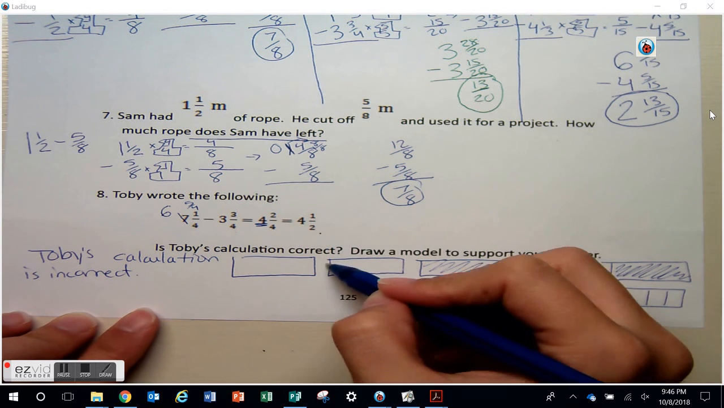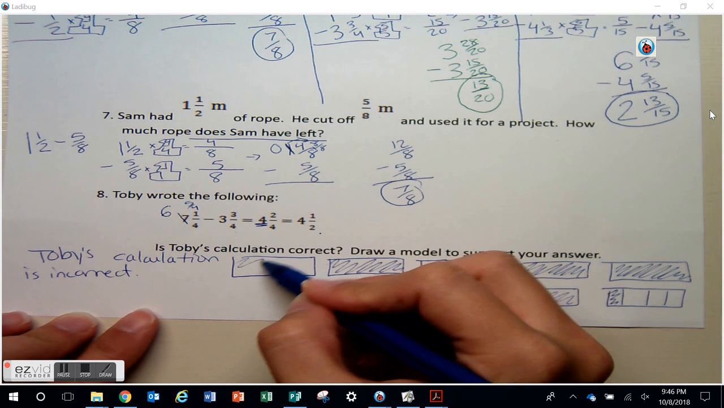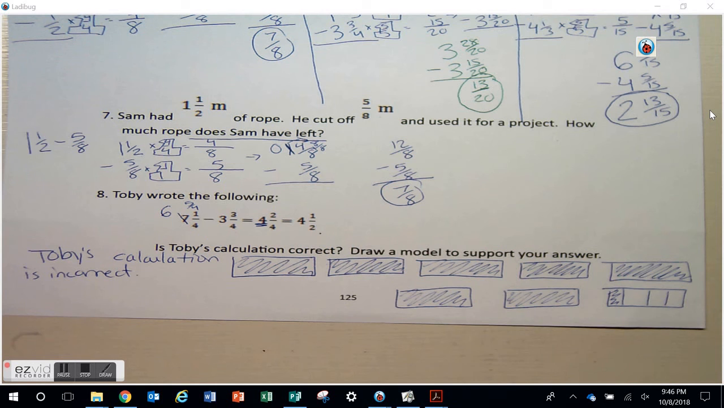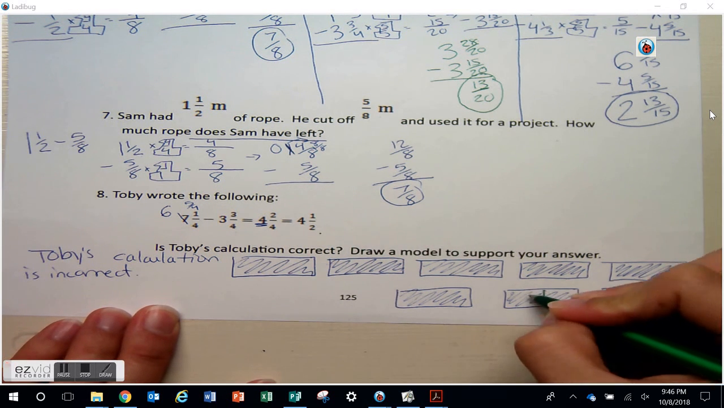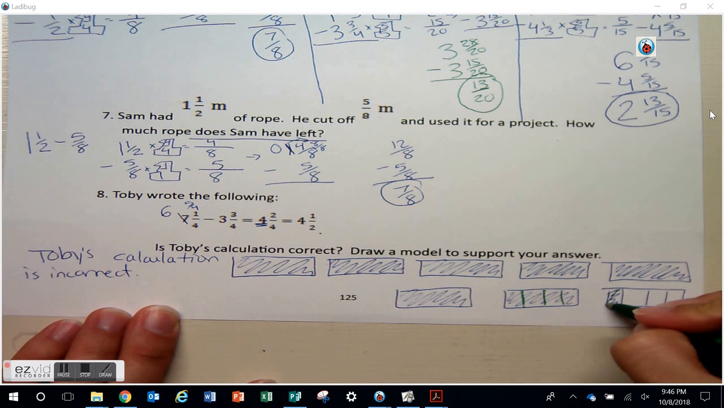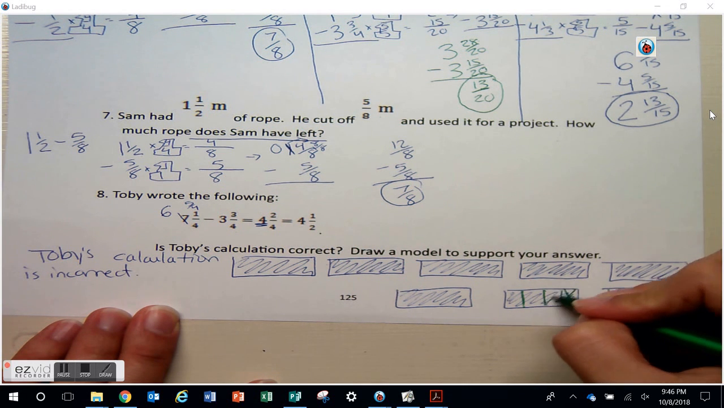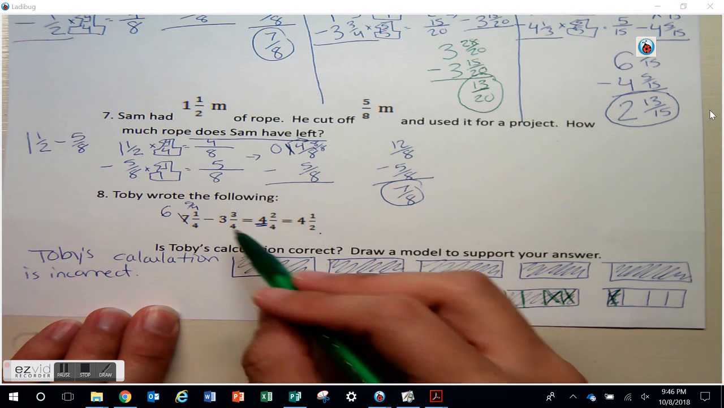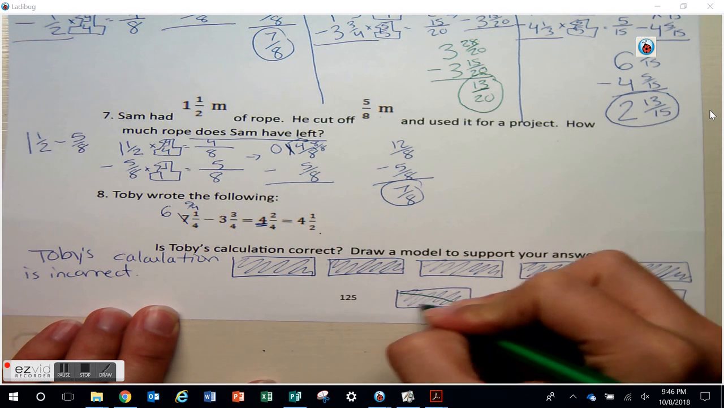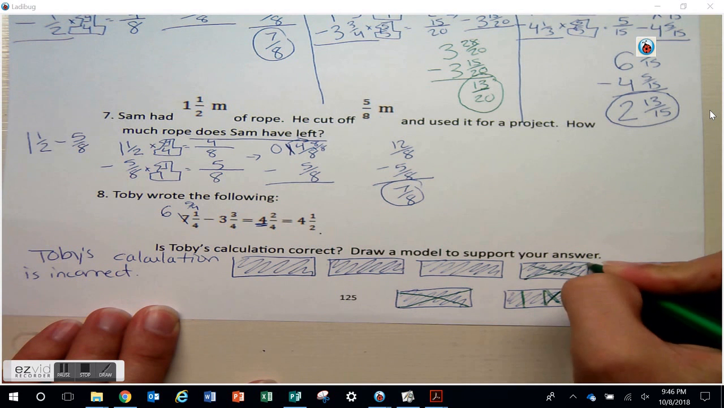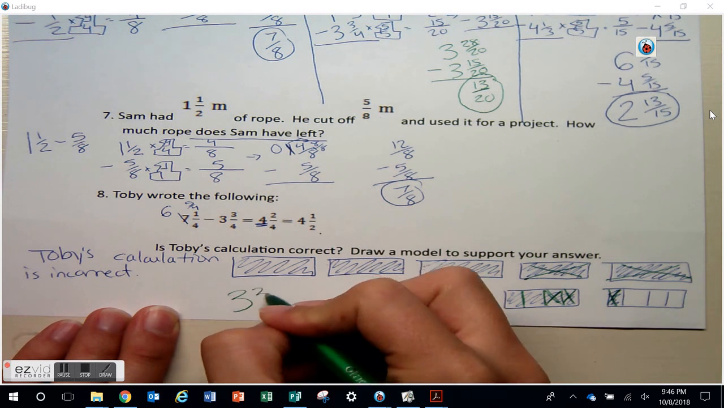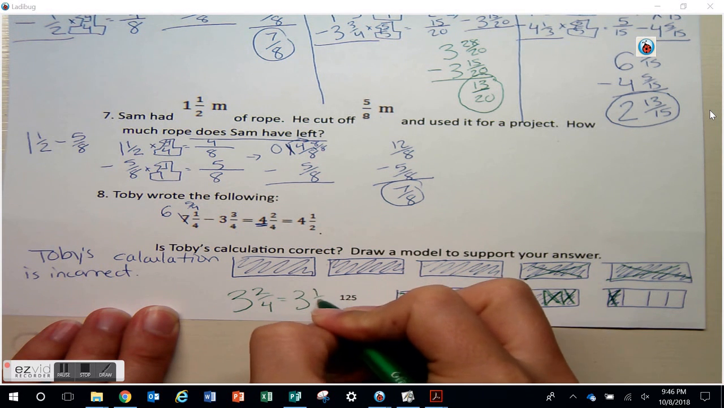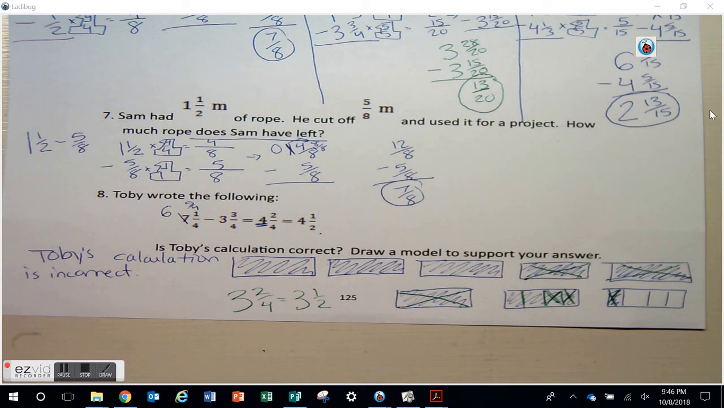I'm shading in the amount that I actually have. Okay. Then I'm going to subtract my 3 3/4. Well, I can't take 3/4 away from that. So let's break this up into 2/4. I take away 1, 2, 3 of the fourths. I'm going to take away 3 wholes, 1, 2, 3, and I'm left with 1, 2, 3, and 2/4, also known as 3 1/2. So I see that with my drawing, with my model, that Toby is incorrect.